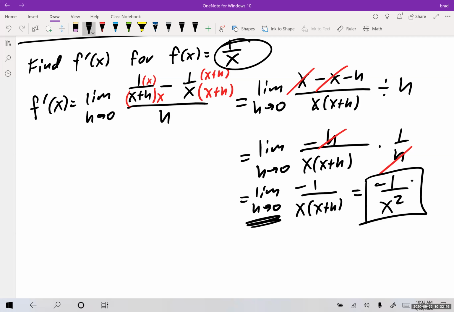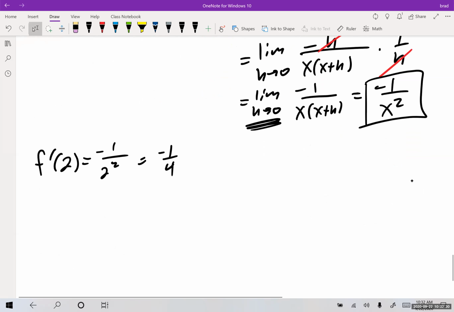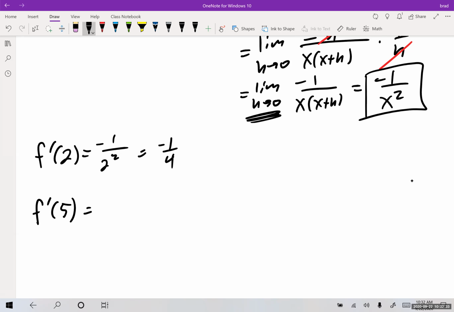Now they can ask me, what happens when x is approaching 2 or x is approaching 3? Well, then I would just say f prime of 2 would be negative 1 over 2 squared, which is negative 1 over 4. If they ask me f prime of 5, I can say negative 1 over 5 squared, which is negative 1 over 25. Right? So because I found the general form of the derivative, I can just plug in any value they now ask me. So that's why I really like this particular question, because I can find the slope of the tangent line for any value you now give me, and I don't have to recalculate it.